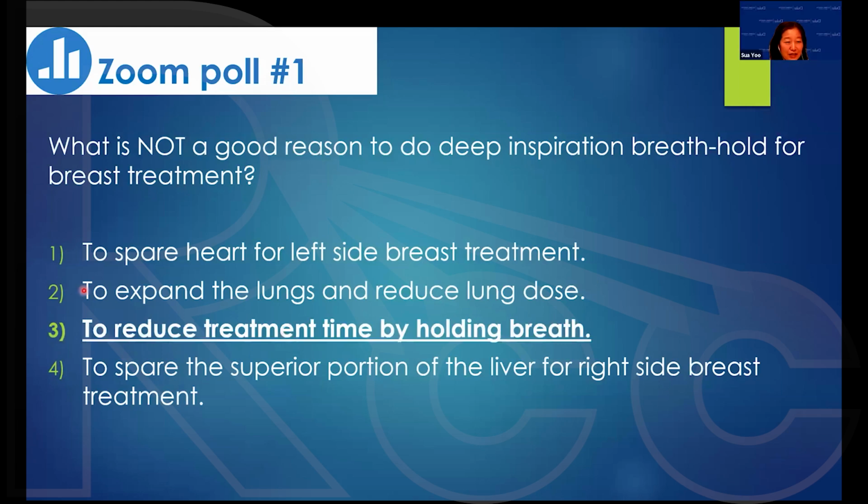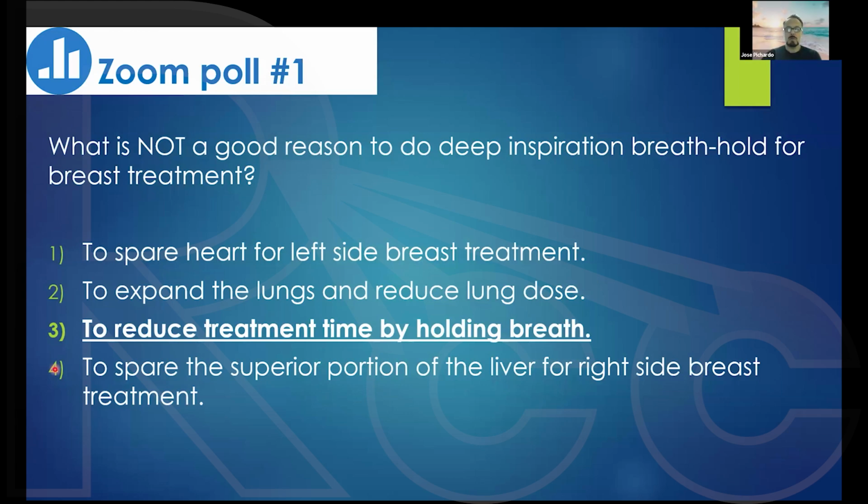To reduce treatment time by holding breath, actually that's the opposite. When we ask the patient to hold breath, it actually takes longer because sometimes the patient doesn't get to the threshold. So it's actually a little bit more difficult than free breathing. But if we do breath hold, the heart can be spared for the left side. Lung volume gets expanded, so the lung dose gets reduced. And for the right side, the liver actually pushes down, so the liver can be spared as well.